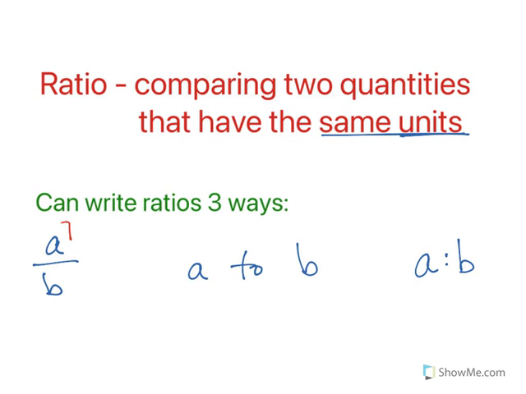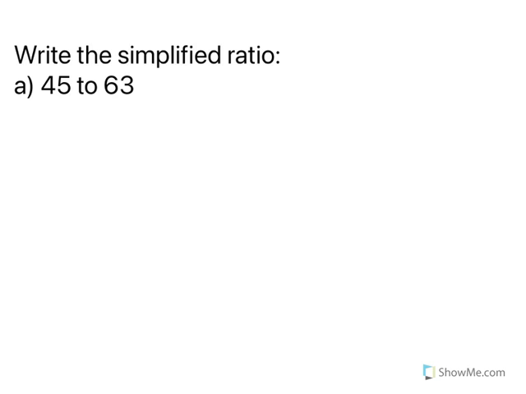I personally prefer fractions because it's the easiest for me to reduce or simplify ratios in that form. Just make sure you're reading the directions of how a question wants you to answer it. All right, so let's go ahead and write the simplified ratio. Now, this is 45 to 63. Again, I mentioned that I prefer fractions. You don't have to write it as a fraction if you don't want. We're just simplifying. But the big thing for me is that I want to be able to see it in a way that makes sense to me.